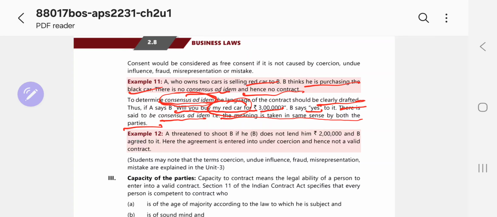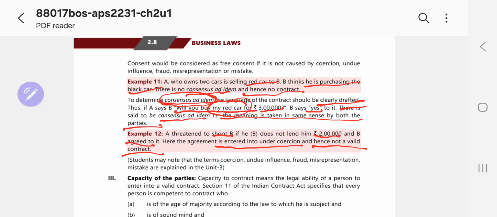Now coming to example 12. A threatened to shoot B if B does not lend him rupees 2 lakhs, and B agreed to it. Here the agreement is entered into under coercion and hence is not a valid contract, because B has agreed to the terms out of fear. A threatened to kill him if he does not lend him rupees 2 lakh. Out of fear, B has agreed to his proposal or offer. In that case, it is not a valid contract. The contract has been made out of fear of B, that is, a contract by coercion. So this is not a valid contract.